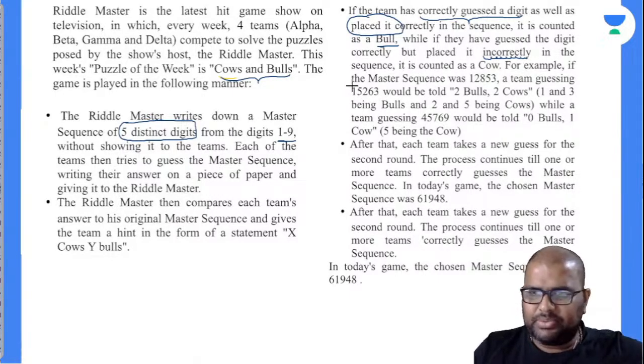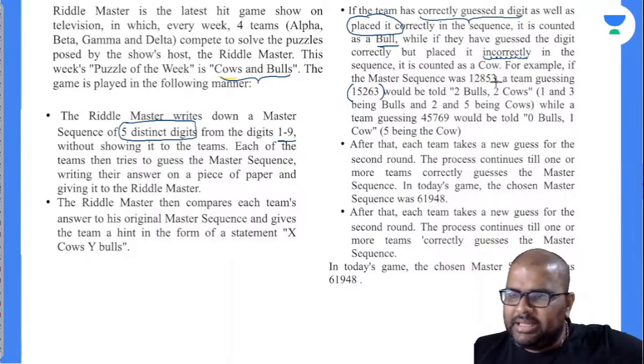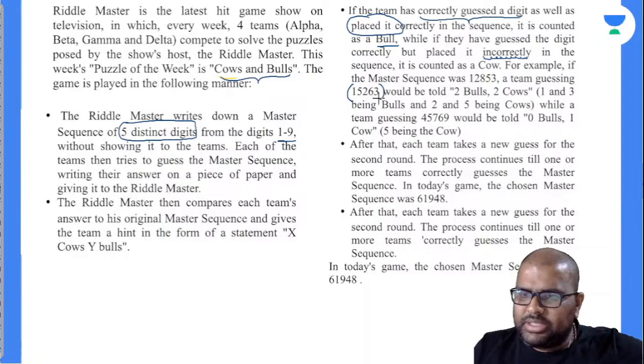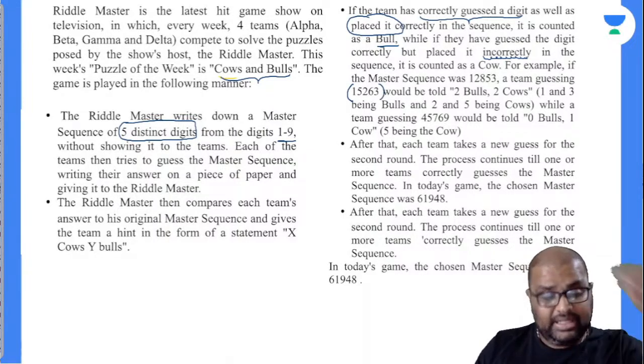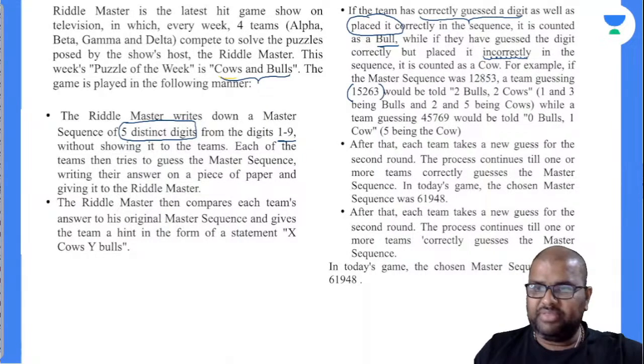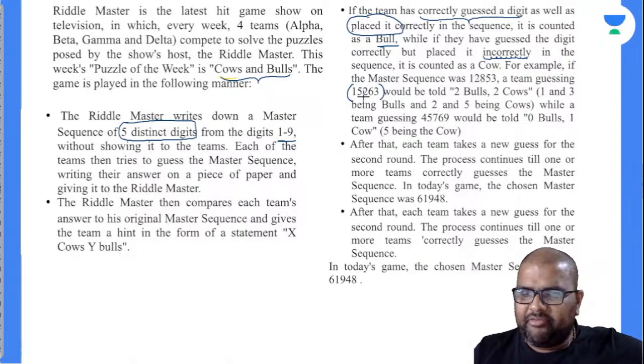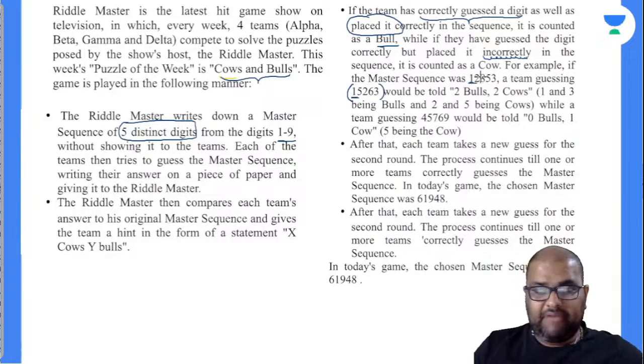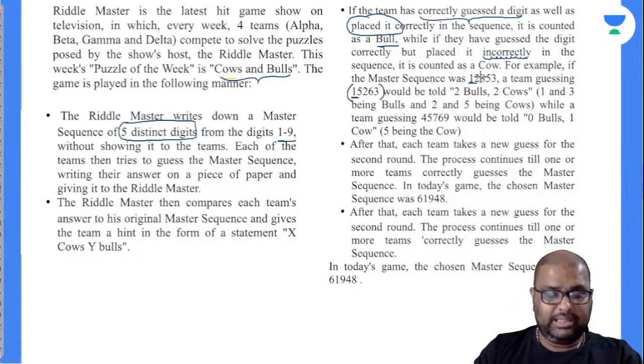So see here, let us suppose Mansi wrote 15263. Now closely observe, 3 in the master sequence is in the unit digit. In Mansi's sequence also 3 is in the unit digit. She has identified the digit and also the position of the digit. So automatically 1 bull. Now see here, 1 is also in the 10,000s place in both. I have identified the digit and also its position.